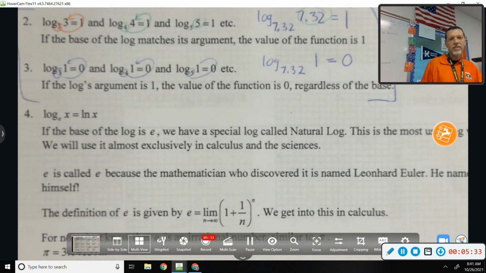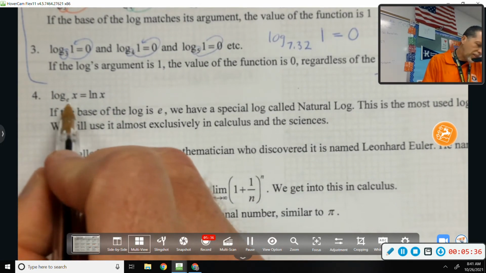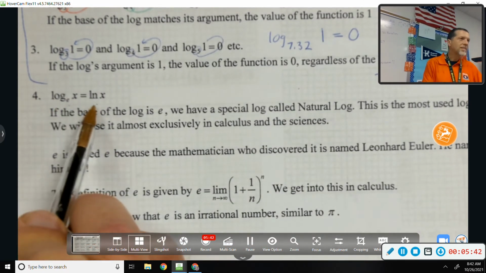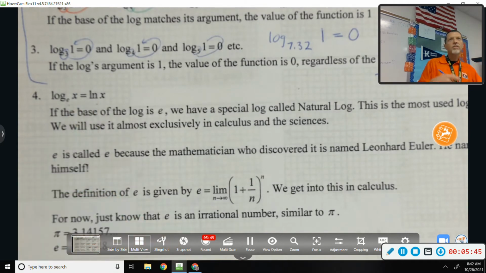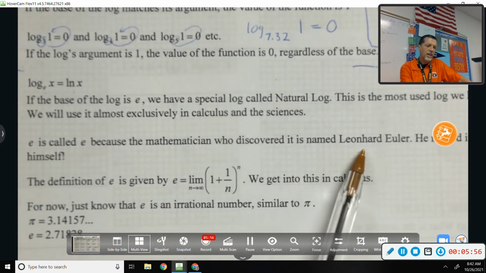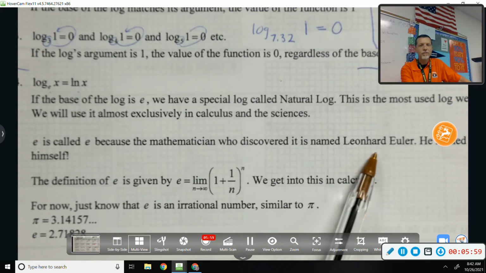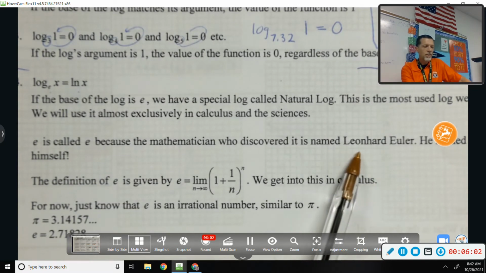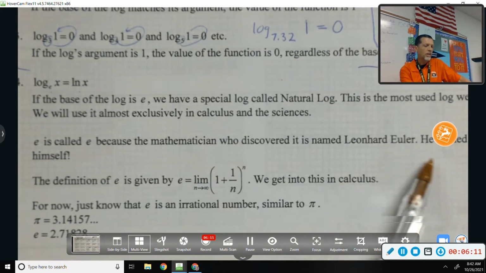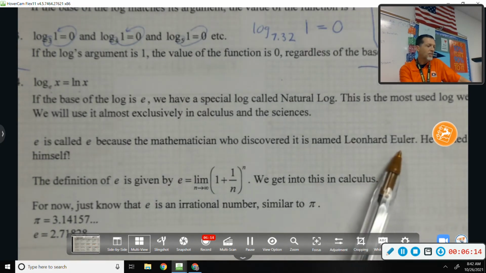Number 4, some e stuff. Log base e is the exact same thing as natural log. e is a very common number in mathematics and in nature, and because it showed up a lot, here's the sort of history of it. This guy, I'm not sure how to say that name. I don't know if he went by Leonard or Leo. His last name is Euler, like the old Houston Oilers. I know it looks like Euler, but it's really Euler. And so he discovered this number.